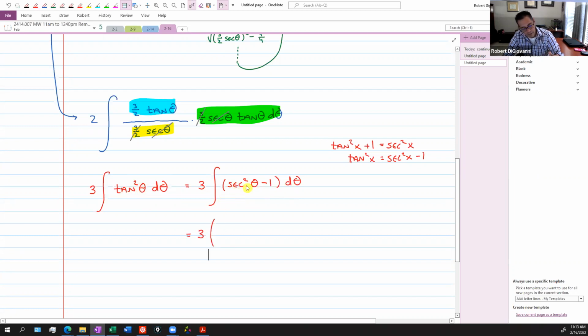The antiderivative of secant squared theta is tan theta. And then the antiderivative of 1 is just theta, because we're integrating with respect to theta, and then plus some constant.